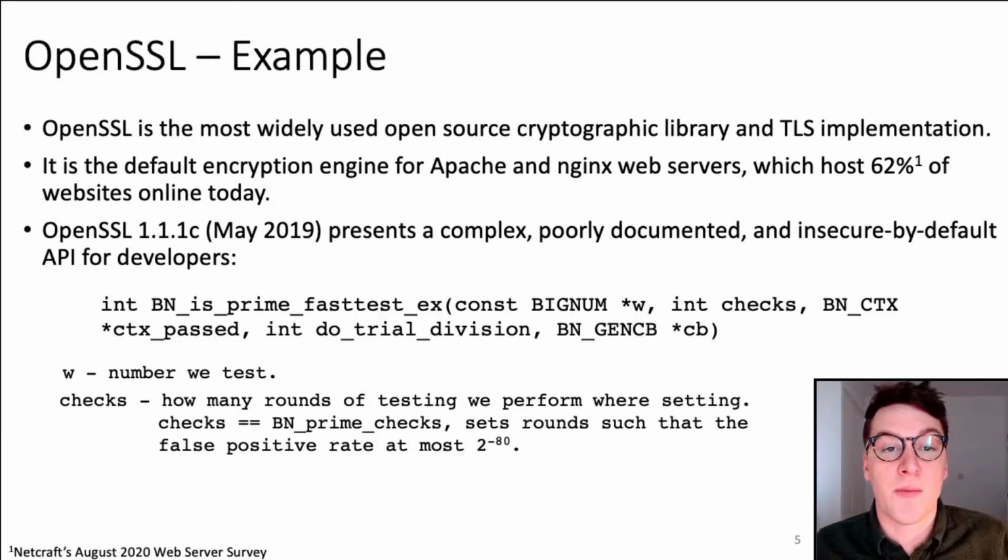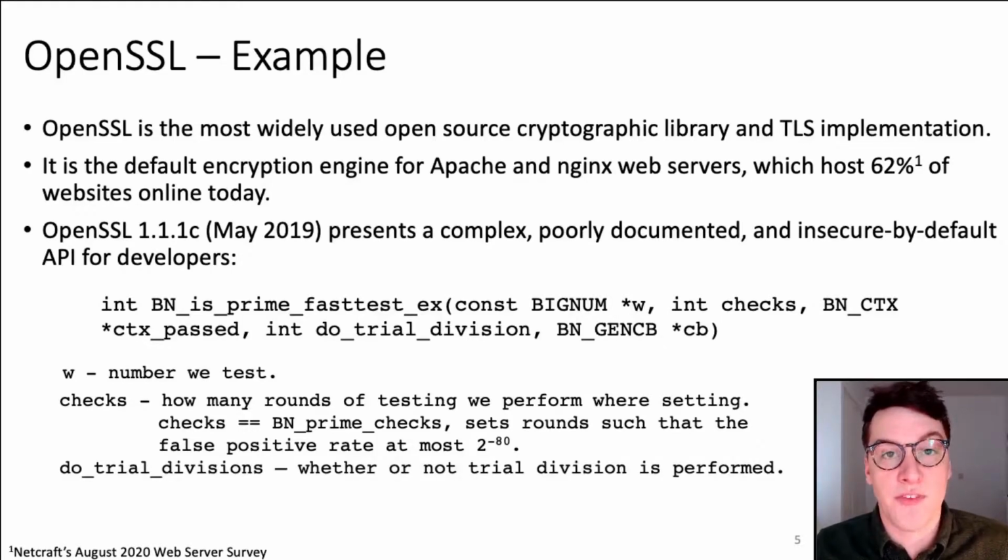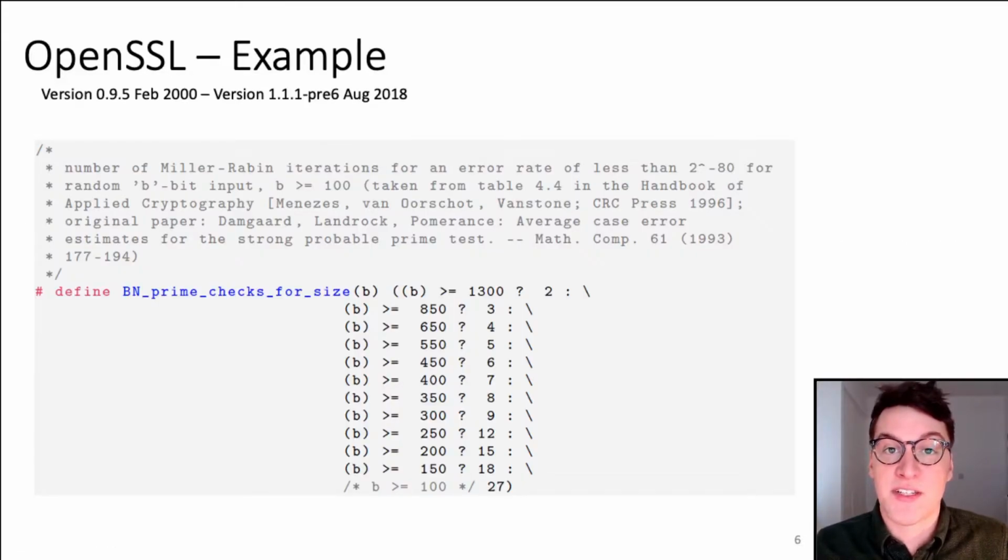One other important argument we'll look at is the do trial divisions flag, which sets whether or not trial division is performed. Now let's look a little bit closer at this checks parameter, as this is really what controls the accuracy of the test. So when checks is set to default, this is the table, or the lookup table that is used to find out how many rounds of Miller-Rabin to perform.